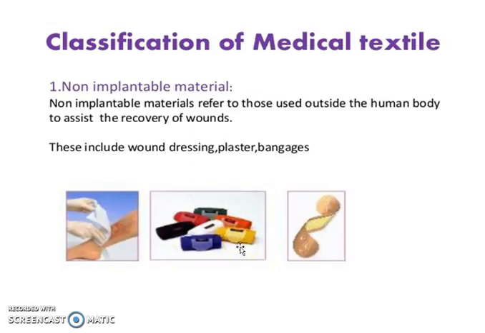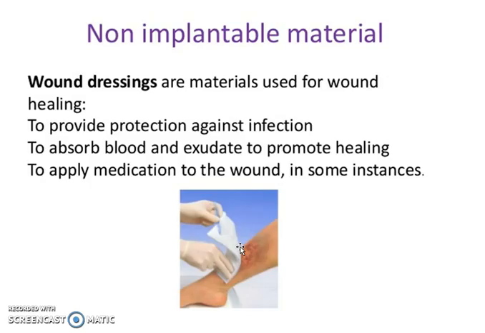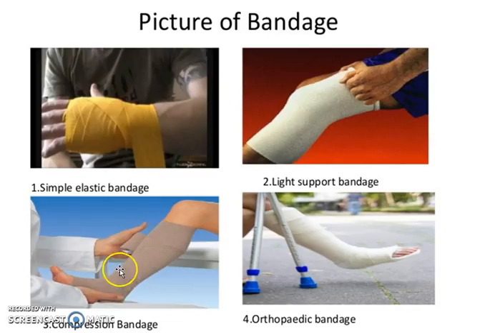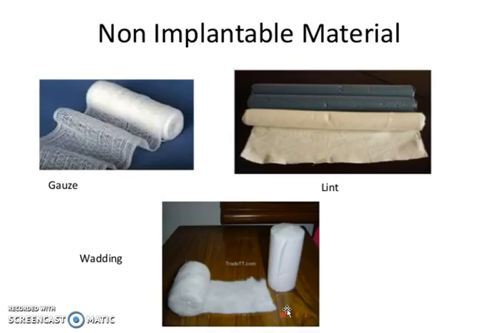You can see here a few of the examples. Non-implantable materials are wound dressings or materials used for wound healing to provide protection against infection, to absorb blood and exudate to promote healing, to apply medical application to the wound in some instances. Some others are contact layers, absorbent pads and the base materials. You can see here in the pictures the simple elastic bandage, light support bandage, compression bandage and orthopedic bandage.